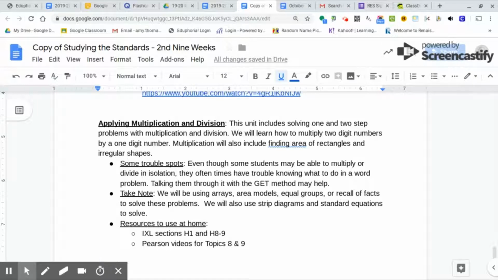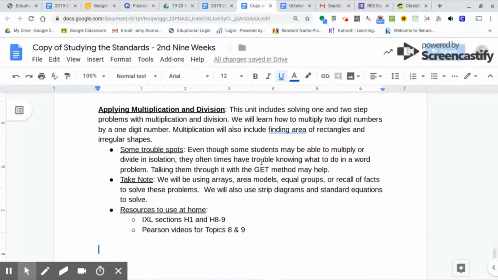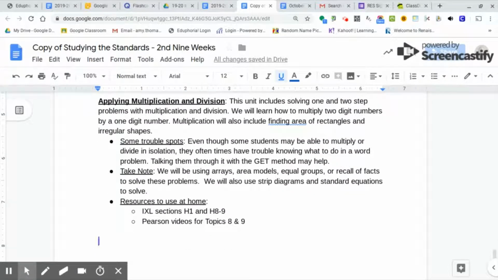We will learn how to multiply 2-digit numbers by 1-digit number. Multiplication will also include finding the area of rectangles and irregular shapes. And so one thing the students struggle with is, even though some students may be able to multiply or divide in isolation, they often have trouble knowing what to do in a word problem. So talking them through it with the GET method will definitely help.